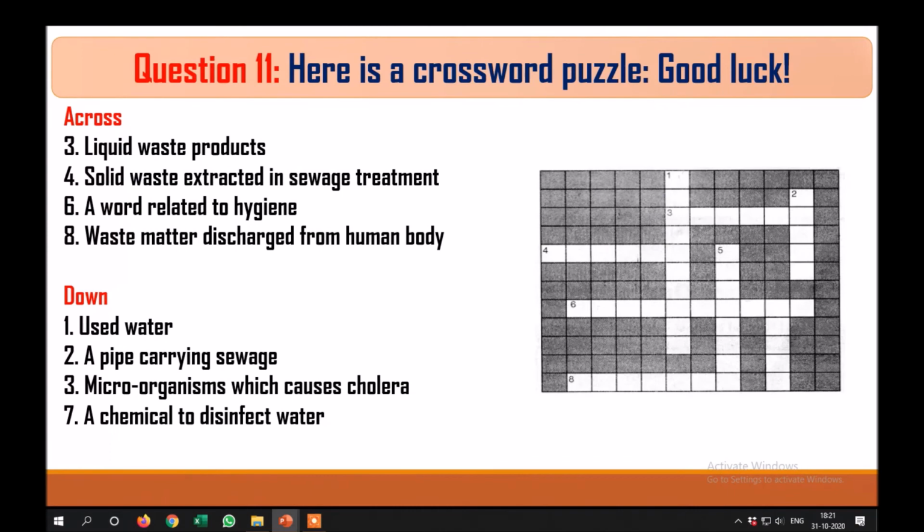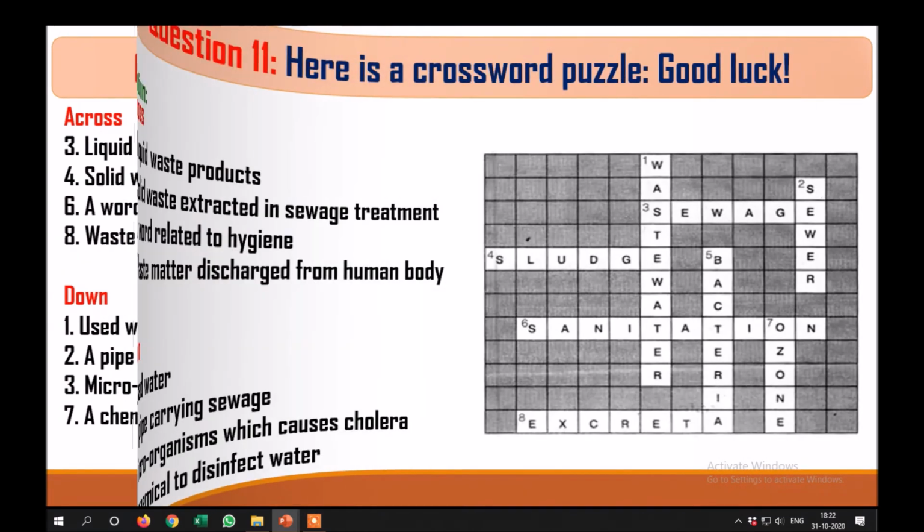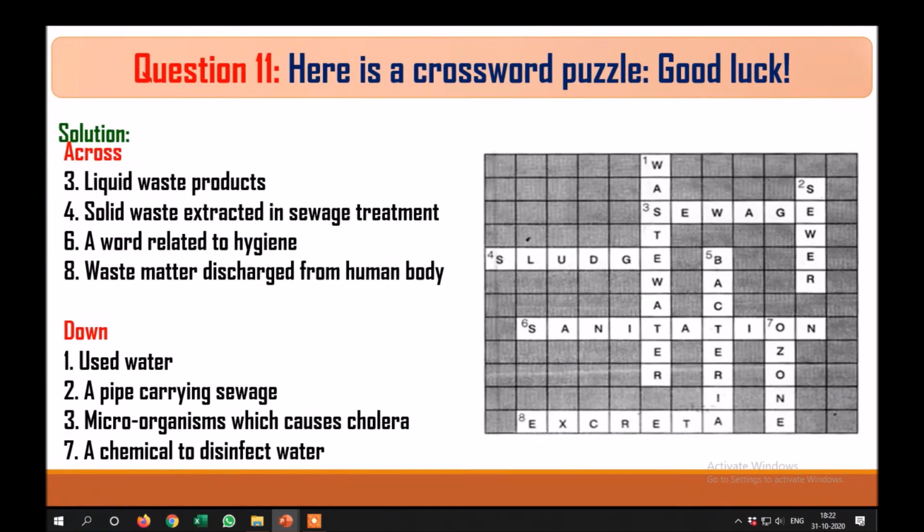The next question is a crossword puzzle. The clues across are: liquid waste products, solid waste excreta in sewage system treatment, a word related to hygiene, waste matter discharged from human body. And in the downward, the clues are: used water, a pipe carrying sewage, microorganisms which cause cholera, a chemical to disinfect water. So these are the answers of the crossword.